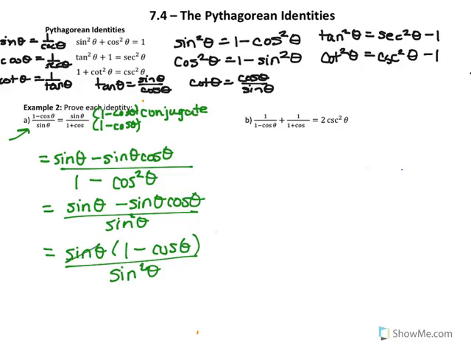And then we're going to get rid of the sines, but we're only going to get rid of 1 on the bottom. So we're left with 1 minus cosine theta over sine theta. And that is where we wanted to end. It is the same as that.